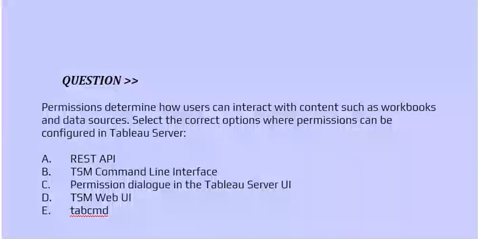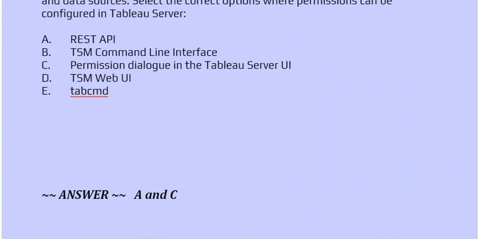Next question is, permissions determine how users can interact with content such as workbooks and data sources. Select the correct options where permissions can be configured in Tableau Server. Option A. REST API. Option B. TSM command line interface. Option C. Permission dialog in the Tableau Server UI. Option D. TSM Web UI. Option E. tabcmd. Correct answer is option A and option C.